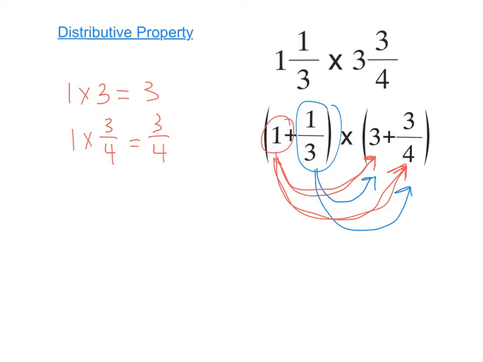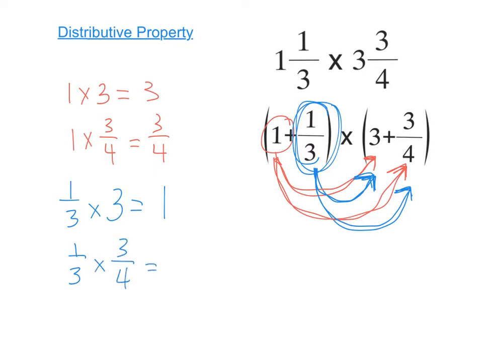Then we had to take the second part of our first factor, which is 1/3, and distribute that to the first part, which was 3, right? So 1/3 times 3 is what? 1. And then did we distribute 1/3 to 3/4 yet? Not yet. So next we have to do 1/3 times 3/4, which is 1/4. Then we have to add up all those parts to see what the total is.